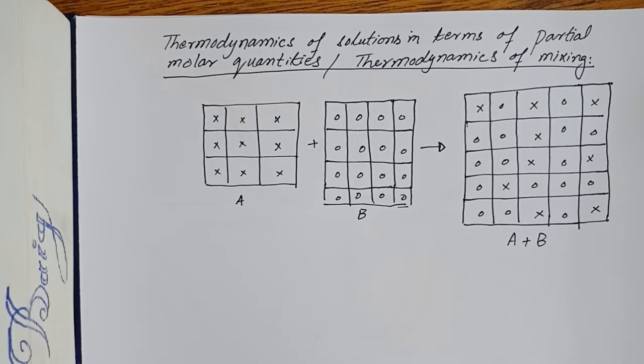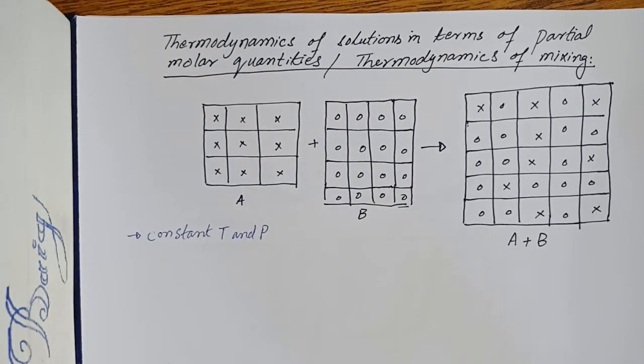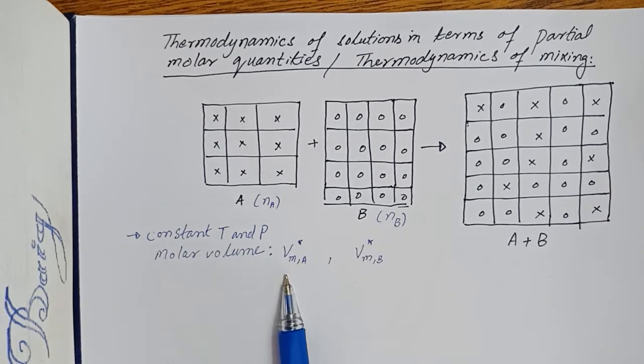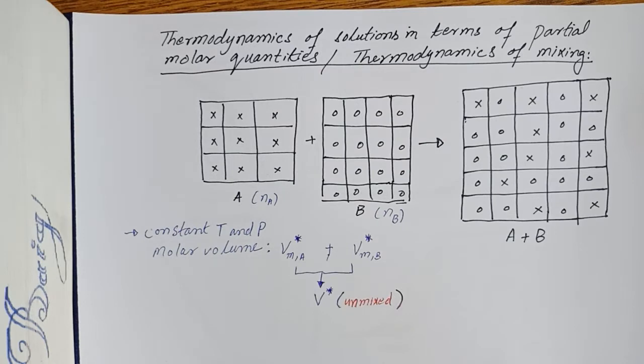Thermodynamics of solutions in terms of partial molar quantities, or we can call it thermodynamics of mixing. First of all, let's suppose we form a solution by mixing at constant temperature and pressure, where the number of moles of substance A is Na and the number of moles of substance B is Nb. The molar volume of unmixed component A is Vma and for B is Vmb, and the total volume of unmixed substances A and B is V star.